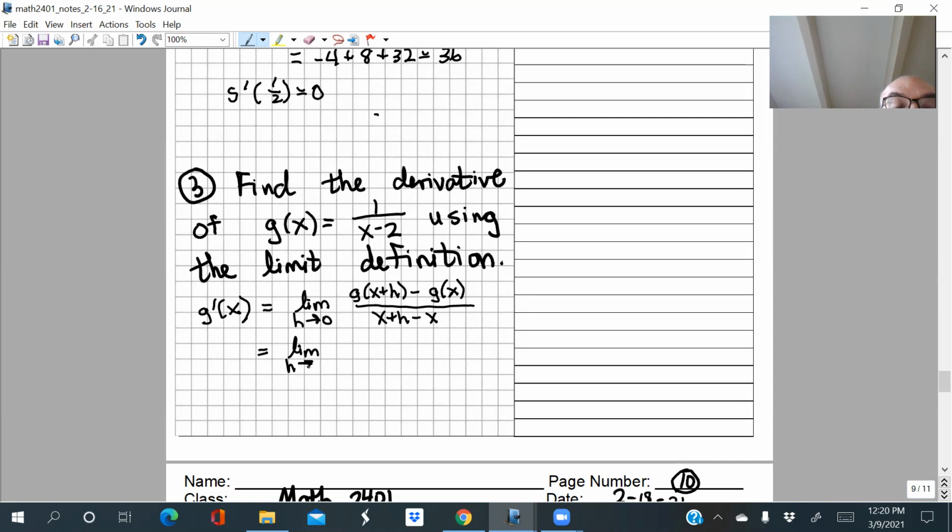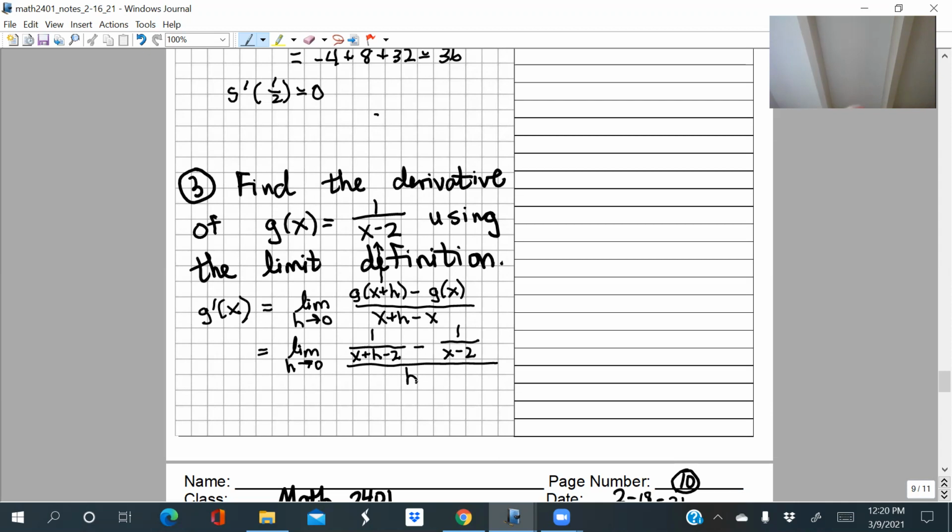So I have the limit as h approaches 0 of, what's g of x plus h? Well, I'm just going to take x plus h and plug it in to this formula for x. So that comes out looking kind of ugly, though. I have 1 over x plus h minus 2. See, I just plugged the x plus h in to this x in the denominator, so you get 1 over x plus h minus 2 minus, and then g of x, well, that's just this formula. So that's 1 over x minus 2. And then in the bottom, of course, x plus h minus x is just h.